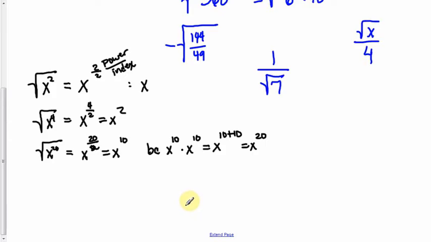So it's the reverse of your power rule, basically, of your multiplication of power rule. Now, they've asked us to do, we're not going to do that one right now. Okay, we're going to move on to the next example.